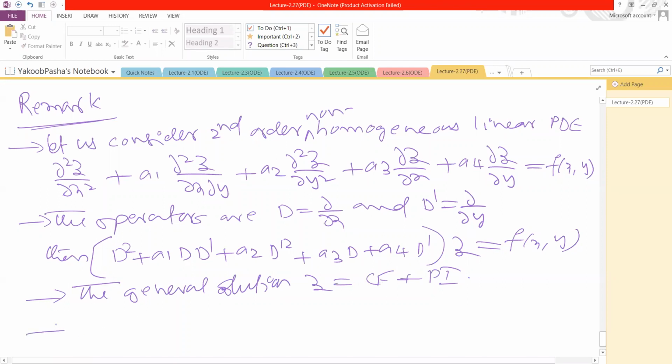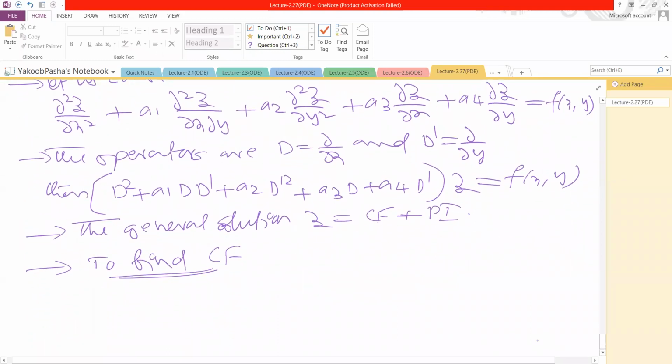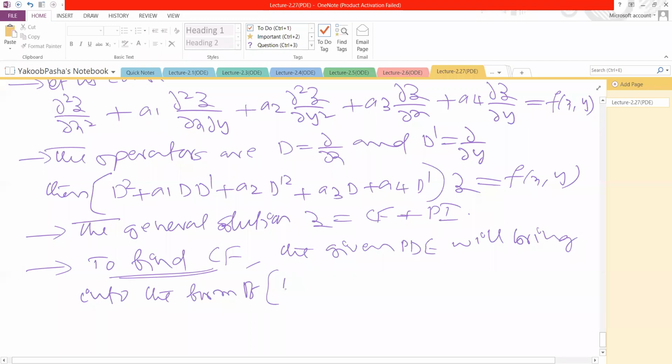So to find the complementary function, CF, you take the given PDE and bring it into the form of (D minus m1 D dash minus c1) into (D minus m2 D dash minus c2) of z is equal to 0.